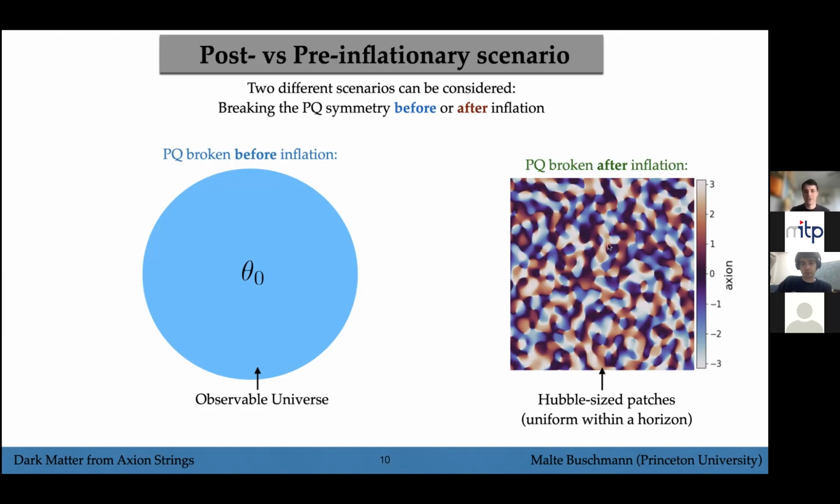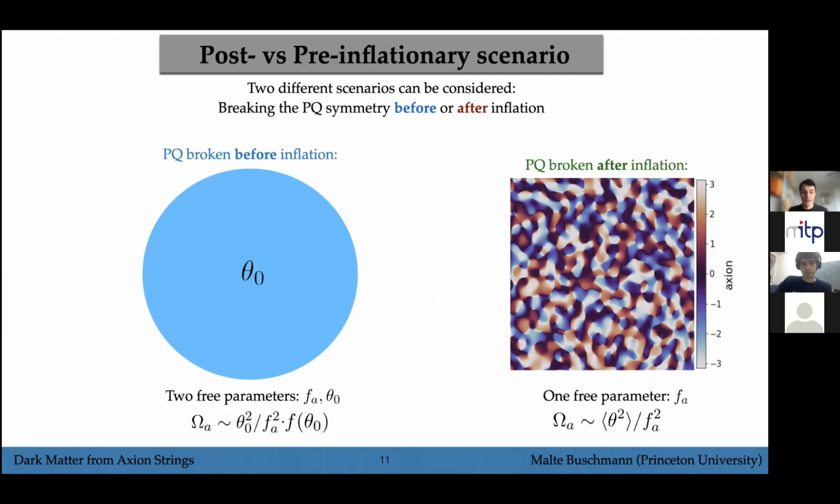And just from this simple cartoon, you can already see how different those two scenarios are. Now, in terms of predicting the axion mass, basically what you want to do is count the degrees of freedom in your theory. So in the case where you break the PQ symmetry before inflation, you have your breaking scale A that you introduce, but then you also have this one randomly chosen angle θ0. So if you want to compute the relic density in your case, you actually depend on both of those different parameters.